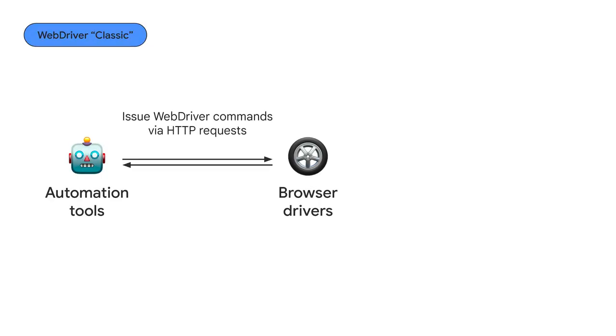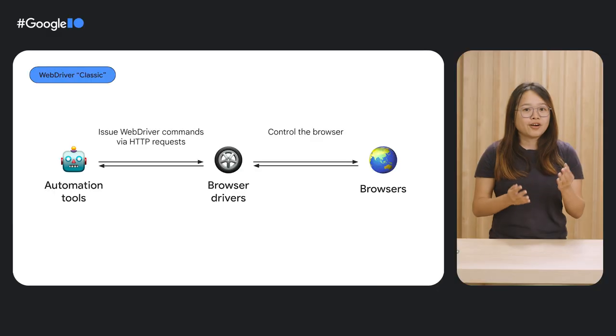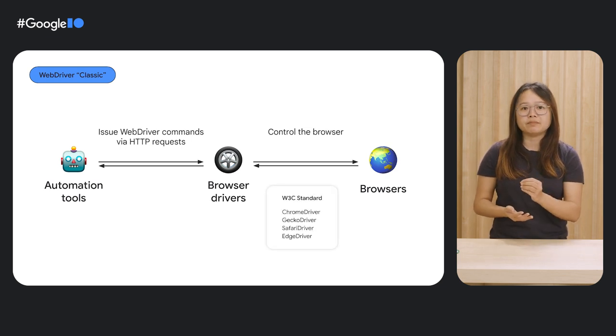With WebDriver Classic, automation scripts can issue commands by making HTTP requests to a driver server. This driver then communicates with the browsers via internal browser-specific protocols. WebDriver Classic is a web standard supported by all major browsers. Browser vendors maintain driver binaries and update them in sync with the browser binaries.